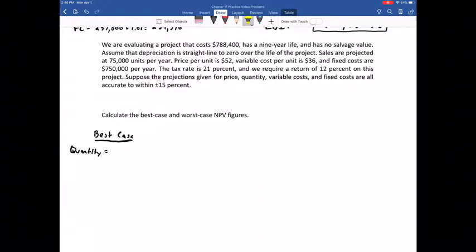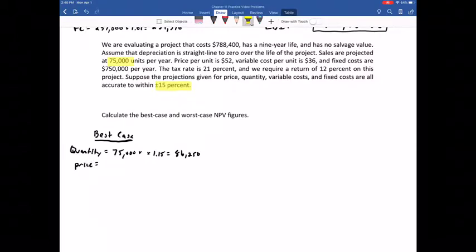So we'll start off with identifying the amount that we are selling. Our initial estimates state that we will be selling 75,000 units each year, but all of our projections are accurate to plus or minus 15%. In a best case scenario, I would increase that by 15%. So if I multiply this by 115% or 1.15, my best case scenario for number of units sold will be 86,250 units.